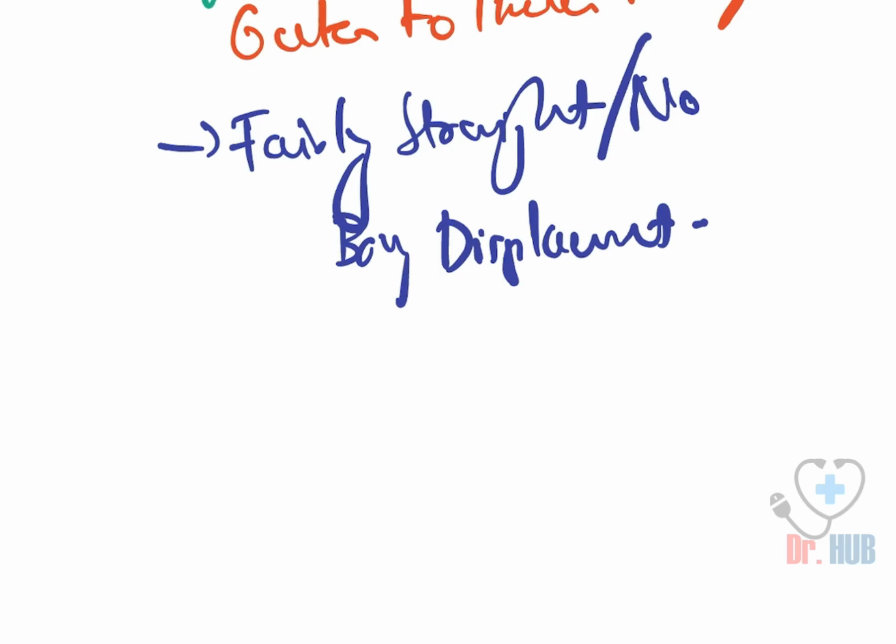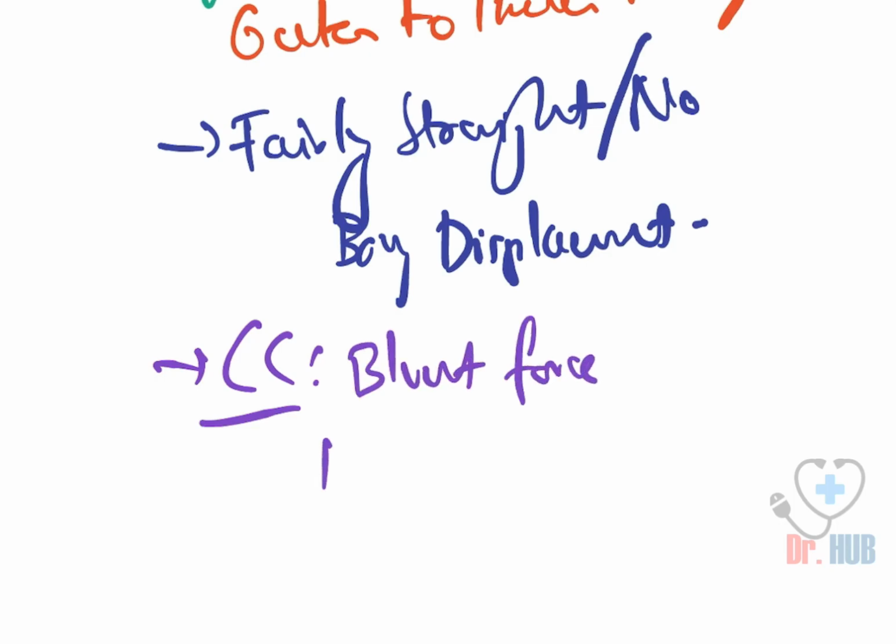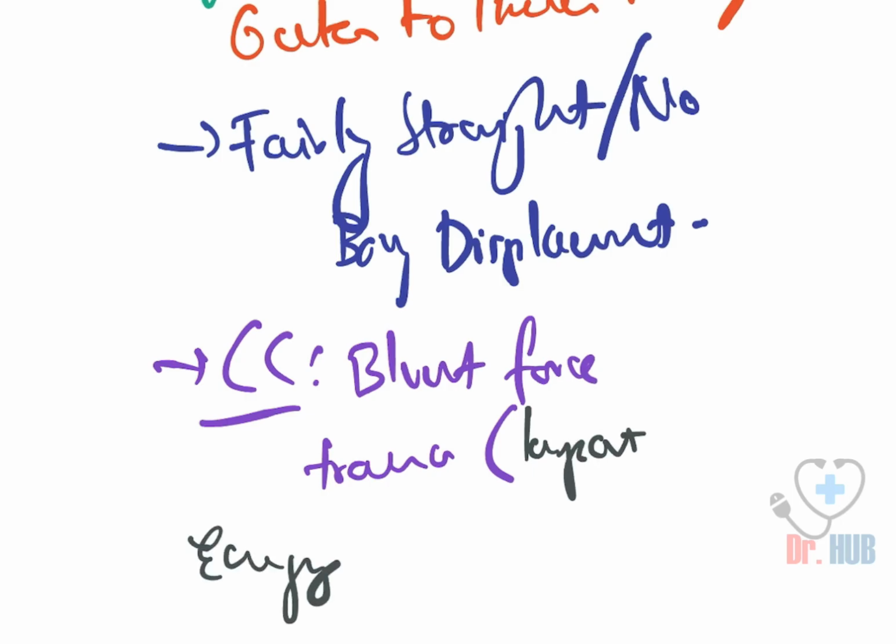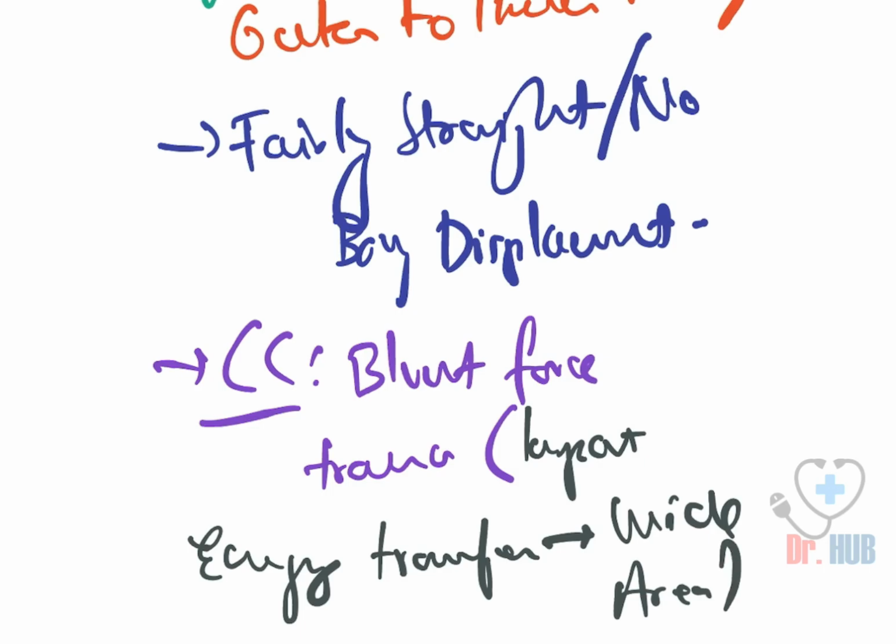Next, the common cause of injury. The common cause of injury is blunt force trauma. Here the impact energy is transferred over a wide area of the skull.